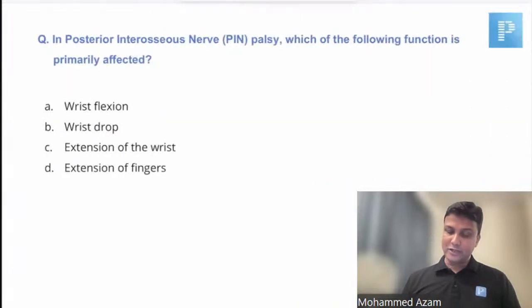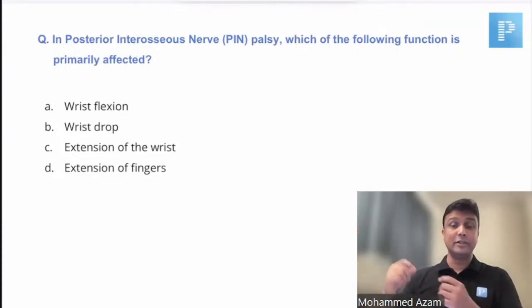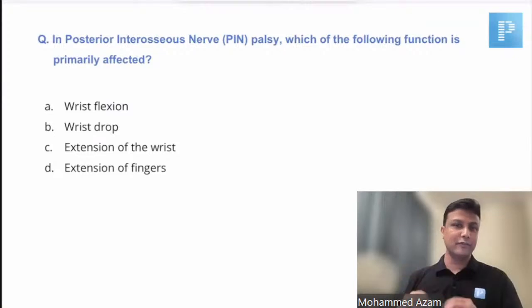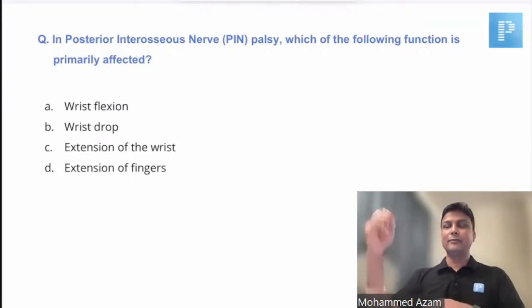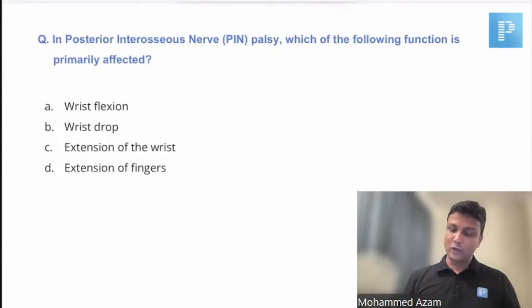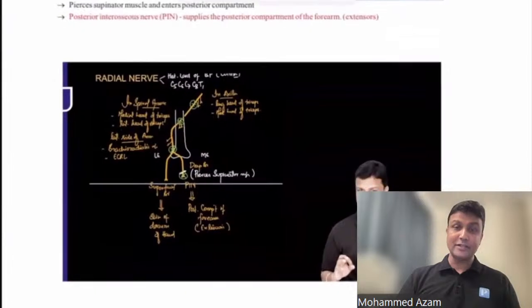Now moving ahead with the next question, my dear friends. In posterior interosseous nerve palsy, which of the following functions is primarily affected? When you learn about the radial nerve, first of all, it is a branch coming from the posterior cord of the brachial plexus. The radial nerve begins from the axilla, passes behind the shaft of the humerus in the spiral groove, and then goes to the lateral aspect of the arm. There it divides into two branches, the superficial branch and the deep branch.